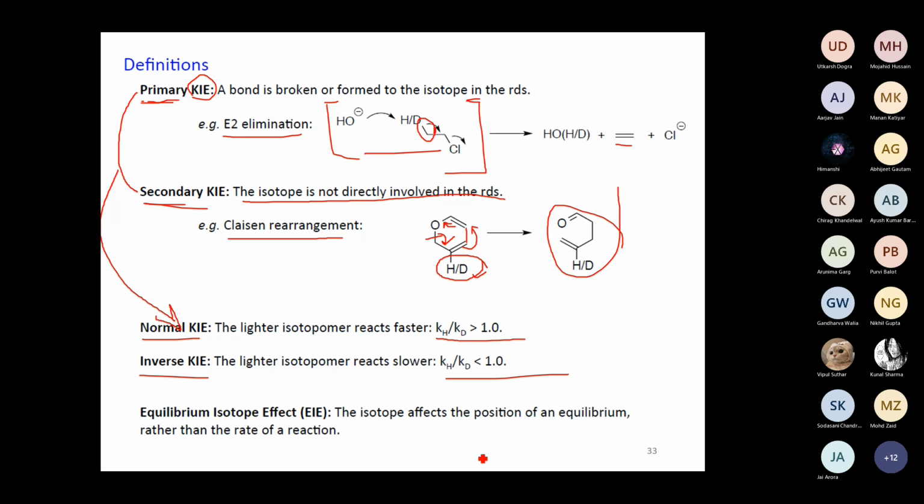Okay, so normal is divided into two, primary and secondary. Another one is the inverse. Another one is equilibrium isotope effect that I will tell later; those are not much important. So three kinds of isotope effect are very important to understand the mechanism: primary, secondary, and inverse.